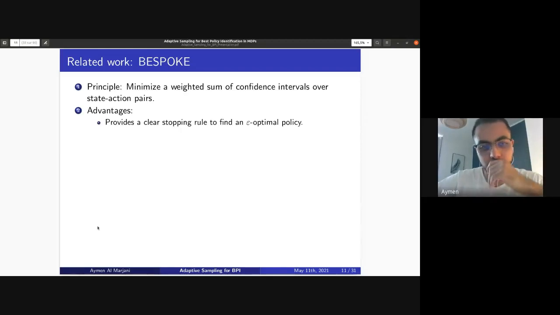Bespoke has many advantages. One of which is that it provides a clear stopping rule to find an epsilon optimal policy, which was not provided by earlier works. Especially, a lot of minimax algorithms don't have a stopping rule. They just state that after some number of samples, which is big O of the minimax lower bound, your policy becomes epsilon optimal, but it doesn't specify what's the universal constant behind the big O. And so you don't have an explicit stopping rule for your algorithm to stop and return an epsilon optimal policy.